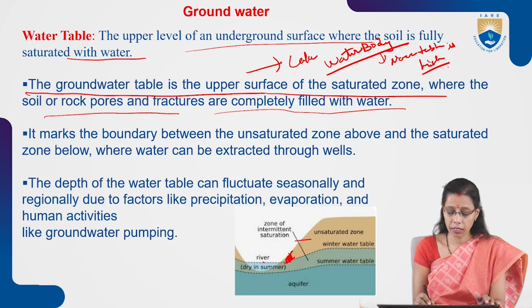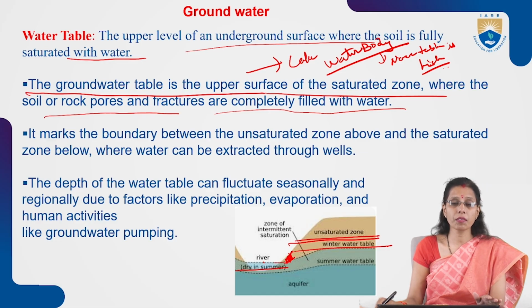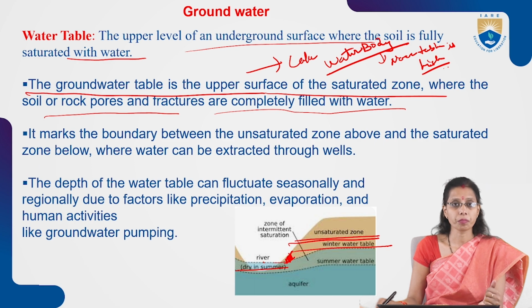So this is the winter water table, and this is the dry in summer. In summer, what happens? The table goes down. In winter, it comes up. Okay. So wherever the saturated zone is there, or the groundwater table is high, when you try to dig a bore, a hand pump or a well, you will easily get water within some feet down itself. Okay, because the table is high.